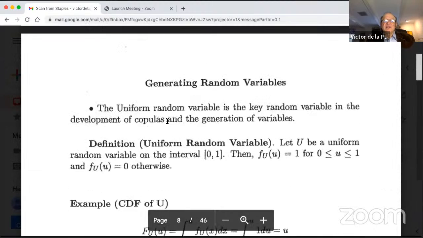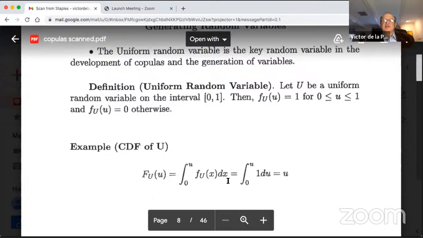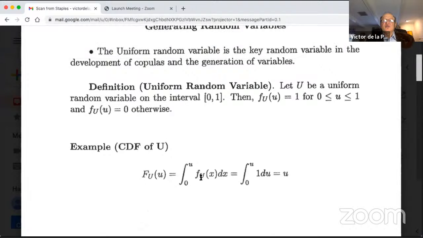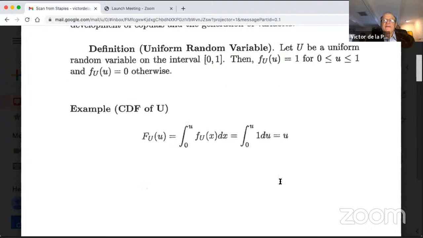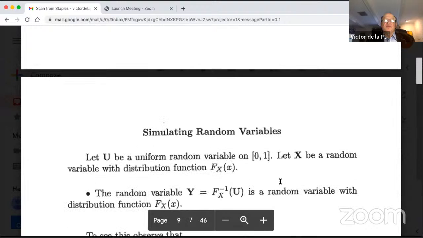Now you can stop me at any time if you have a problem. Then the uniform random variable and its cumulative distribution function is the probability that x u is less than or equal to little u, which is equal to u. Okay, so that's the uniform random variable.